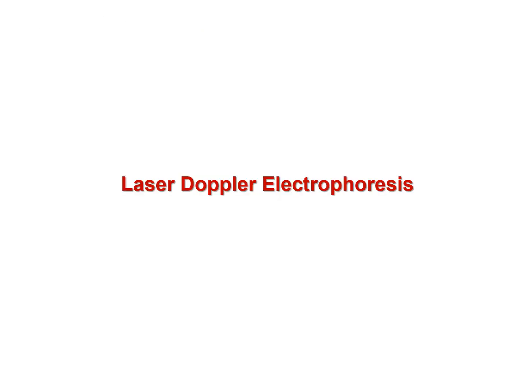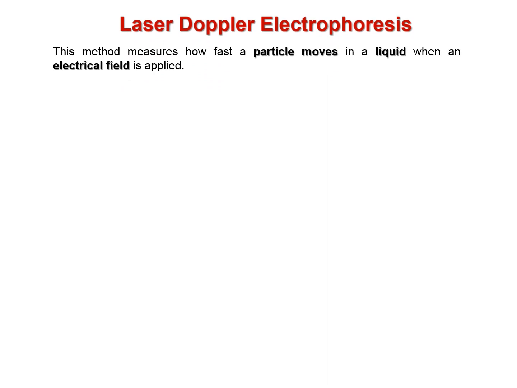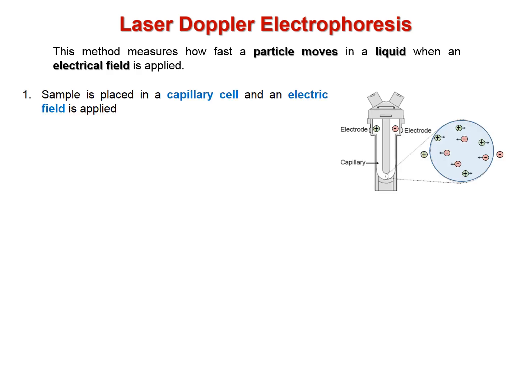Laser Doppler electrophoresis is one of the methods to estimate the zeta potential. This method measures how fast a particle moves in a liquid when an electrical field is applied. During the experiment, the sample is placed in a cell and an electric field is applied. Charged particles are attracted to the oppositely charged electrode.